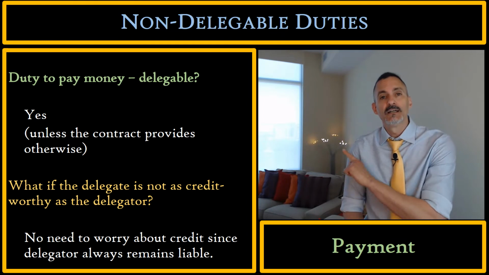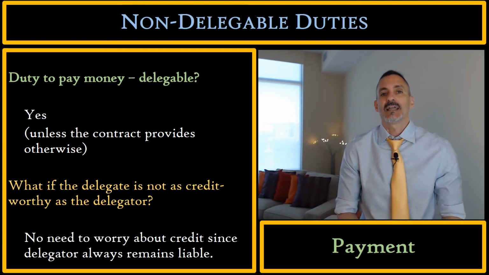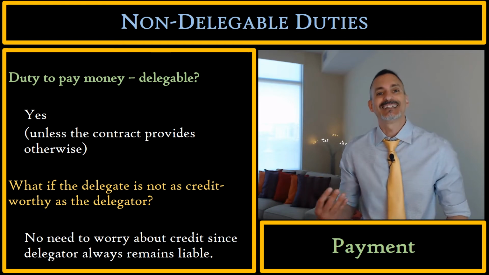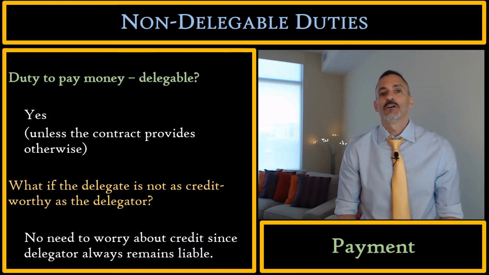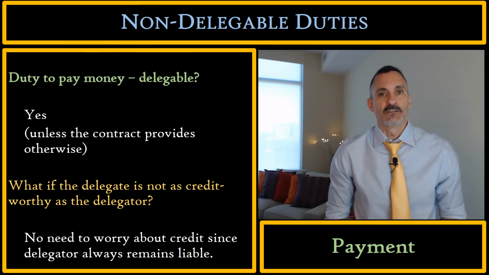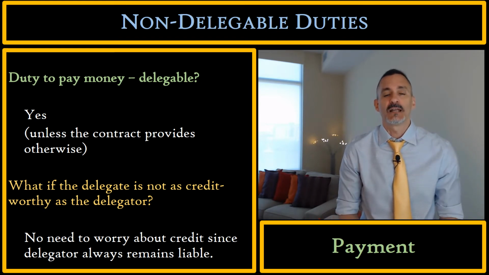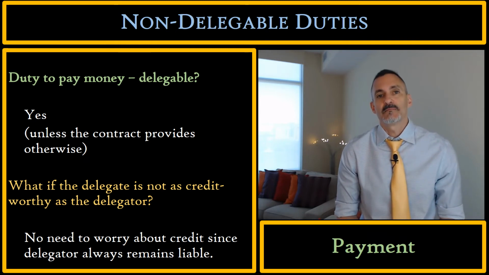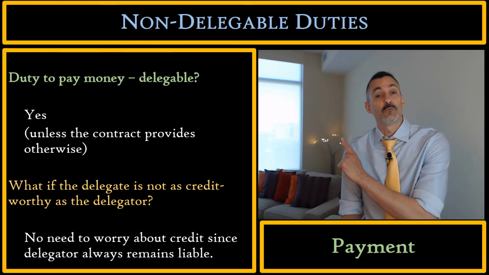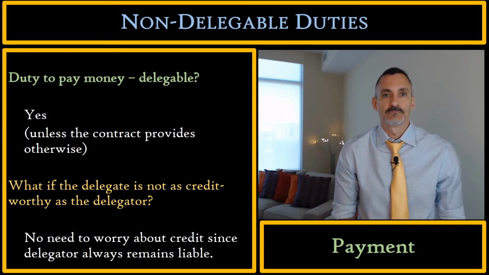And if that third party does not make payment to the obligee under the contract, then I am still responsible for it. And that's why a duty to pay is delegable, even to someone who is of high credit risk. If the delegate is someone who has declared bankruptcy and has no money, I can still delegate my duty to pay to that third party. Why? Because I haven't transferred my duty to pay. I am still liable under the contract for that payment.